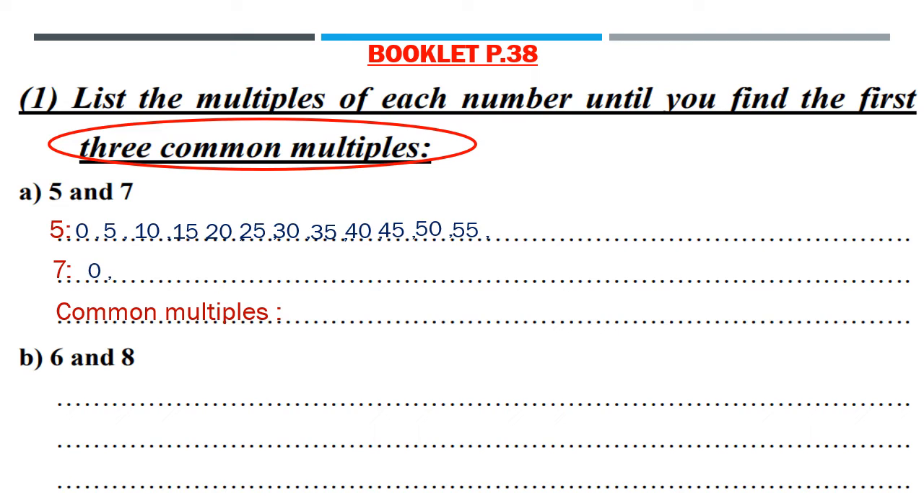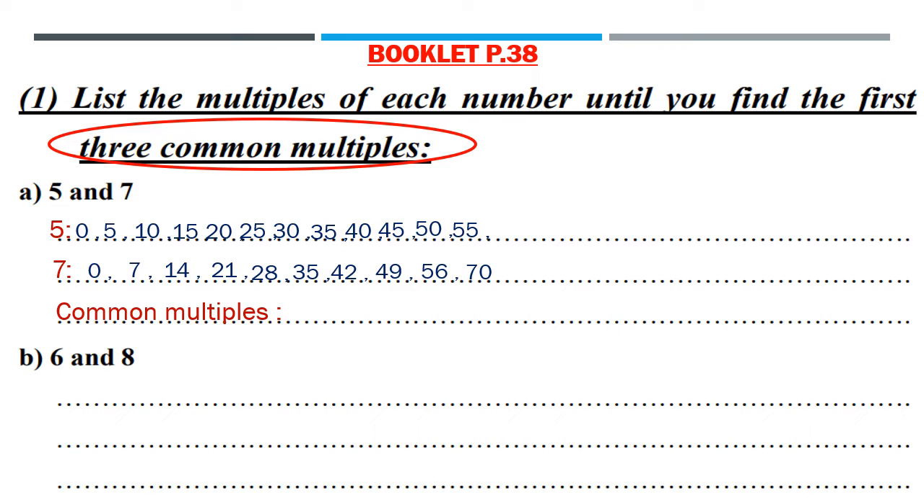Let's see, 7. I will start from 0 also, but here I have to skip count by 7. So if we jump by 7, we will get 7. After 7, 14, 21, 28, 35, 42, 49, 56, and 70. Let's stop here.